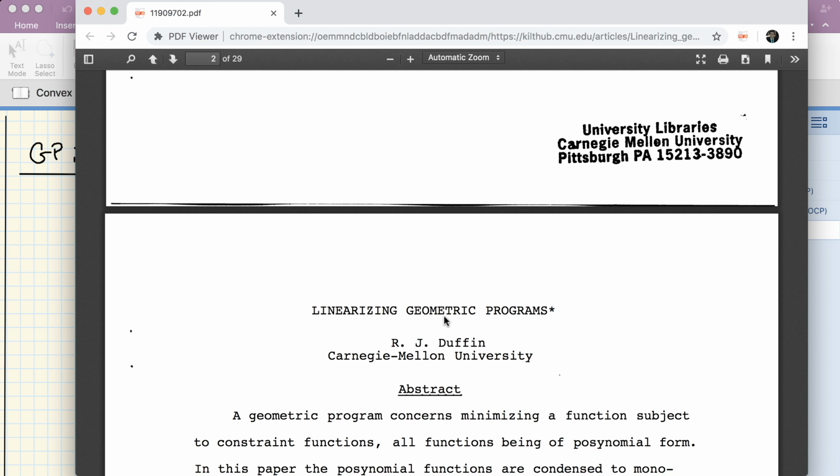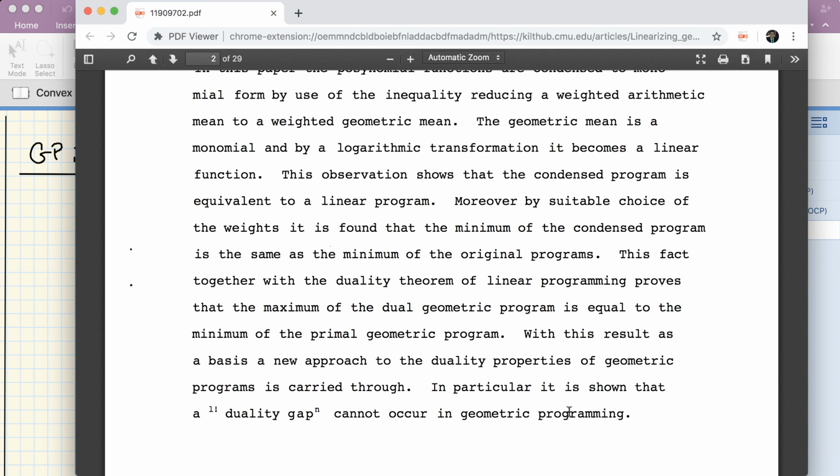So in this paper, he describes how a geometric program could be linearized, that is, written as a linear program. It also describes some conditions and why, precisely, a duality gap, which we will be explaining in future lectures, cannot occur in geometric programming. So he's showing some sort of equivalence between a geometric program and a linear program.